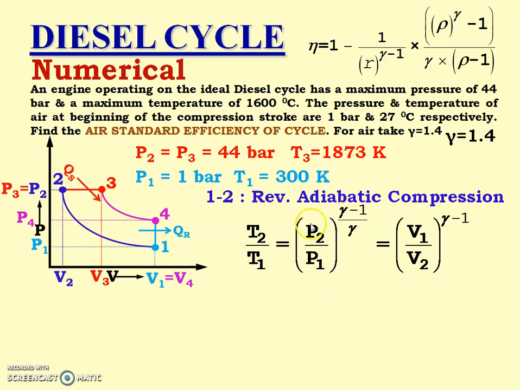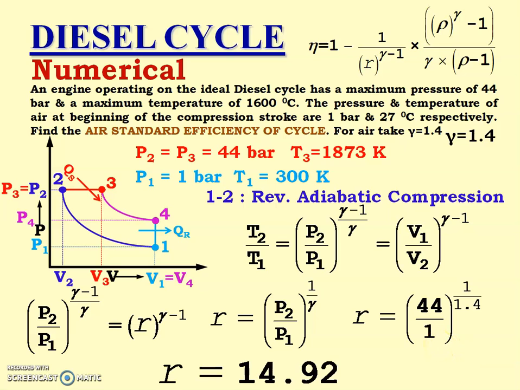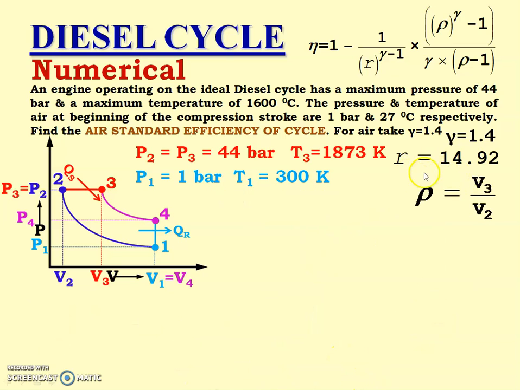So we can use the equation P2 by P1 raised to gamma minus 1 upon gamma, that is equals to R raised to gamma minus 1. And therefore P2 by P1 raised to 1 upon gamma, that is equals to R, that is the compression ratio. Now P2 44 bar, P1 1 bar. So R is equals to 44 by 1 raised to 1 upon 1.4. On calculating, R is equals to 14.92. So we have got the value of R.